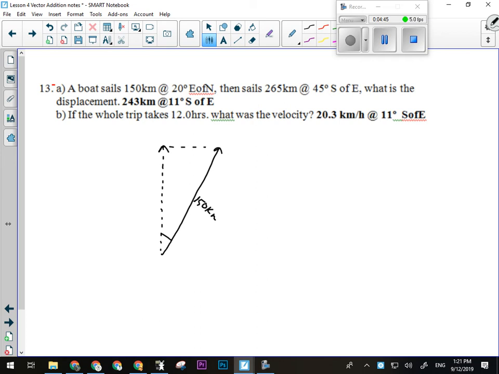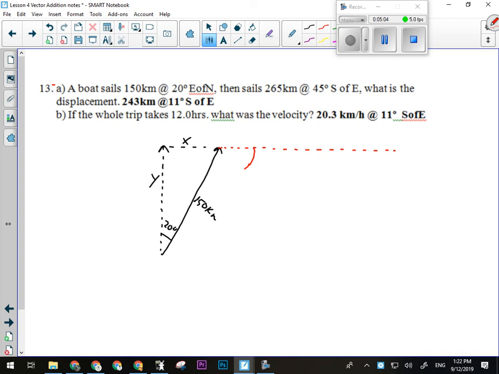Okay, so there's my first vector's triangle, and this is 20 degrees in here. All right, my second vector is south of east, so I'm drawing a reference line that's east, and I'm going to go 45 degrees south of that. So something like that. Actually, it might be even a little more than that.